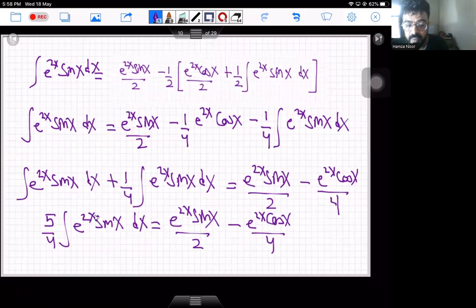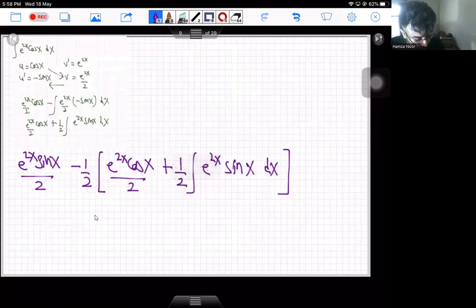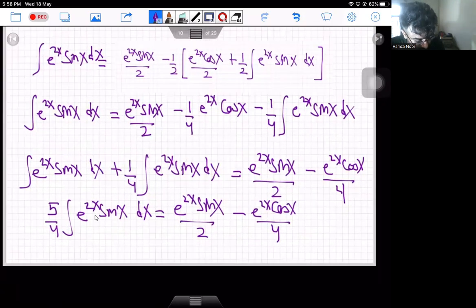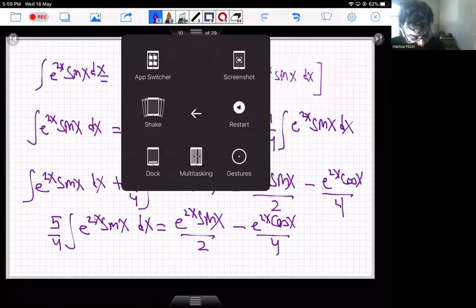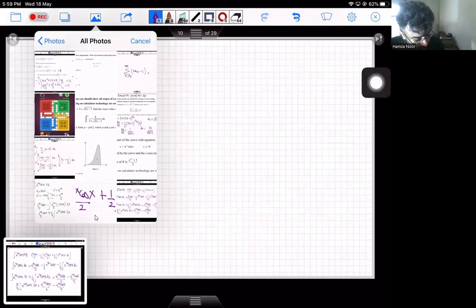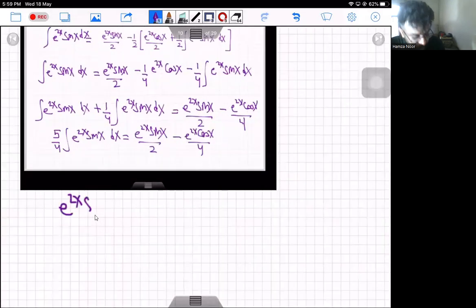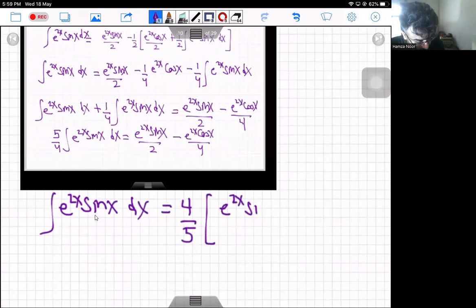Now, what we need to do is make this indefinite integral, e raised to the power 2x multiplied by sine x with respect to x, the subject of the equation, so that we can finally achieve this. As simple as that. For that purpose, you need to just adjust a constant term. So let me take one last screenshot over here to make space on this page. So the integral of e raised to the power 2x multiplied by sine x with respect to x will give you 4 over 5 multiplied by e raised to the power 2x multiplied by sine x over 2 minus e raised to the power 2x multiplied by cos x over 4.